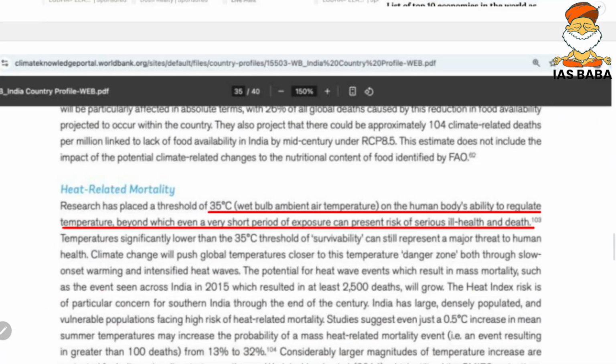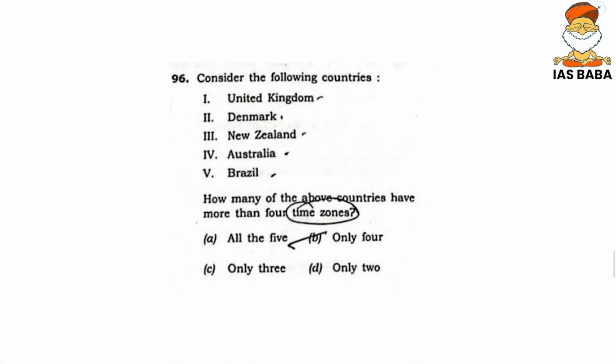With respect to question number 96, now consider the following countries. Now this is where a lot of ambiguity can come. Here it says how many of the above countries have more than 4 time zones. More than 4 time zones. See, if we go by the mainland of those countries, the answer could be not even one, basically, because Brazil has 4 time zones on the mainland. Mainland Australia has 3 time zones. Mainland New Zealand has 2 time zones. Denmark has 1 time zone, and mainland United Kingdom also has 1 time zone. And here the question is how many of the above countries have more than 4 time zones? Not even four, more than four. So as per the given question, none should be the answer, but that is not the case.